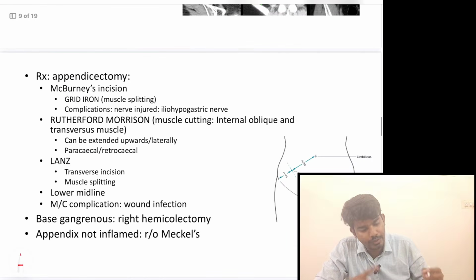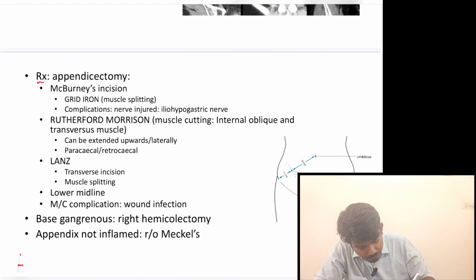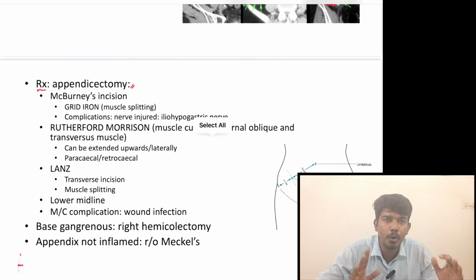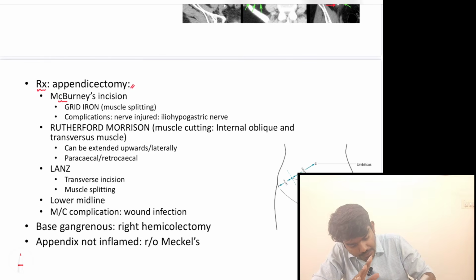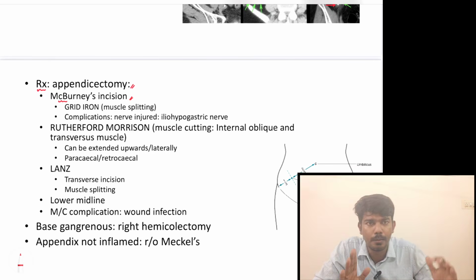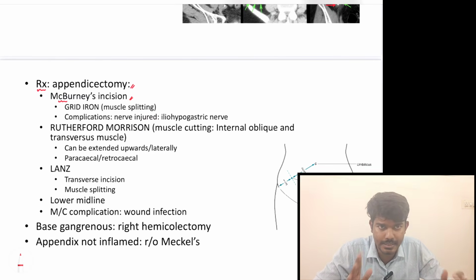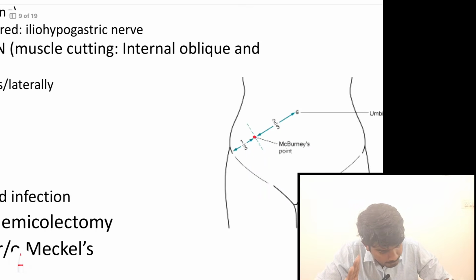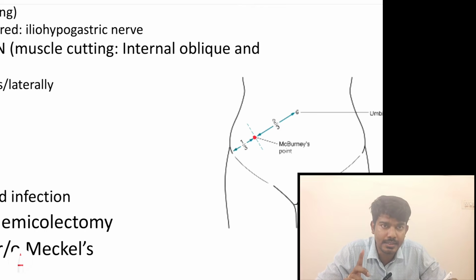Next, how are we going to treat this patient? We already said we are going to go for appendicectomy. Now we are going to see about open appendicectomy. In open appendicectomy the most common incision is McBurney's incision. Where do we put this incision? It is at the McBurney spine. Where is this McBurney spine? It is at the junction of medial 2/3 and lateral 1/3 of the spino-umbilical line.